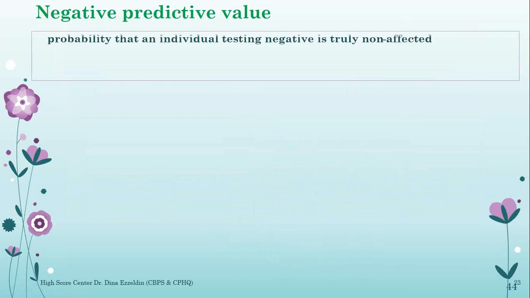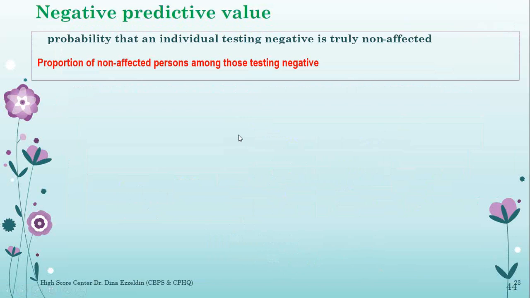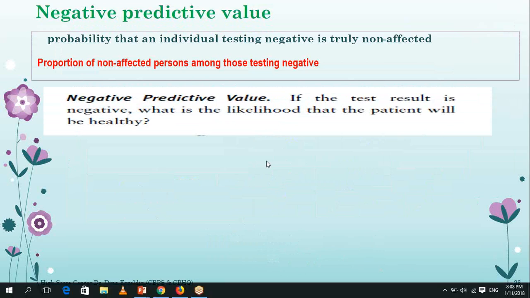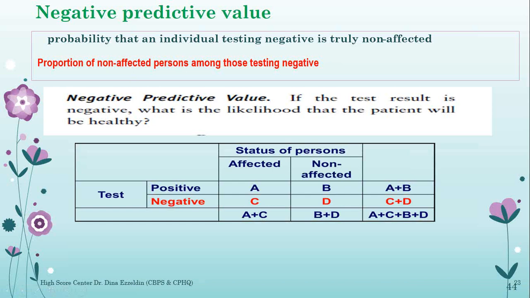The negative predictive value is the opposite. Probability that an individual testing negative is truly non-affected. Proportion of non-affected persons among those testing negative. So, negative predictive value: if the test result is negative, what is the likelihood that the patient will be healthy? How to calculate it? The same as we said in the positive predictive value.